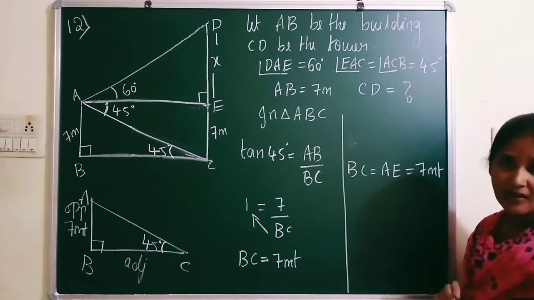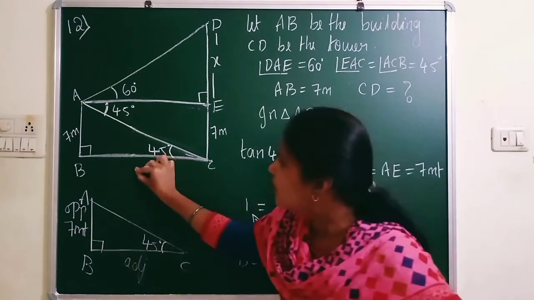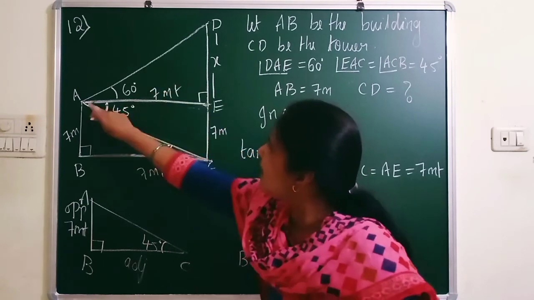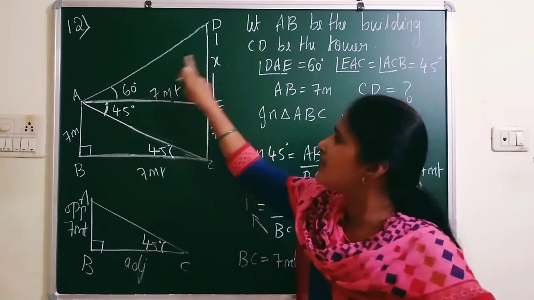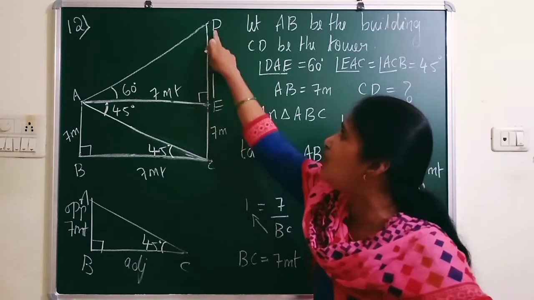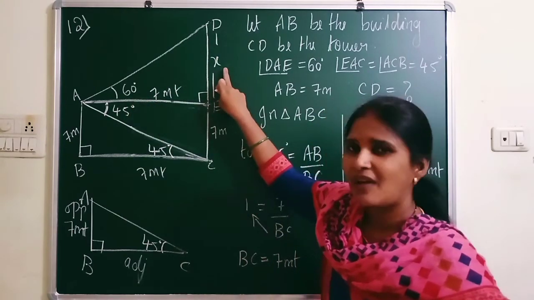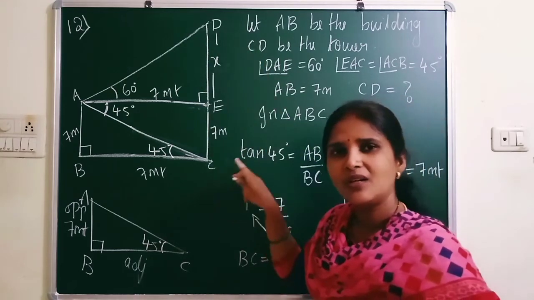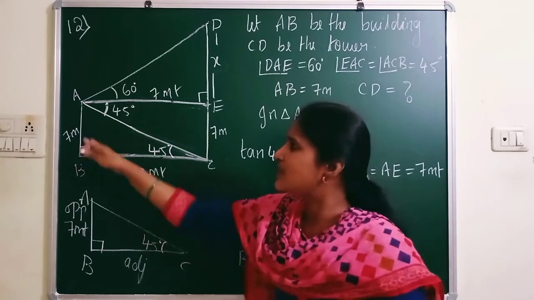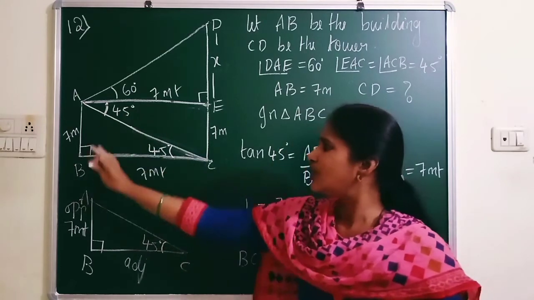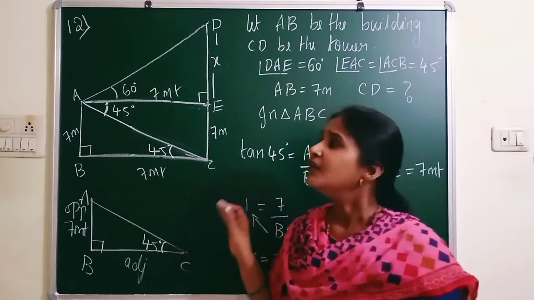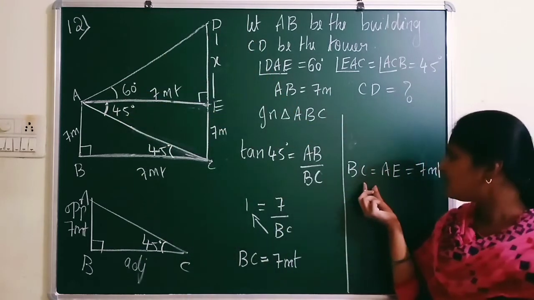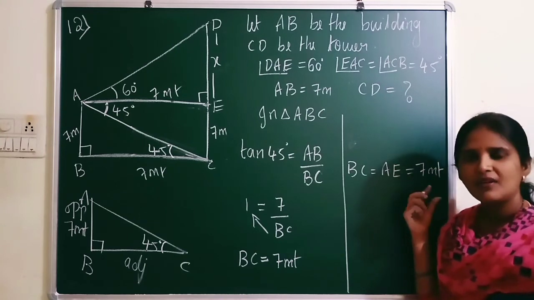But this is not our answer. I need to find this. I got 7 meter. So this also is 7 meter. Now with the help of 7 meter and X and 60 degree, I can find the value of X. Once I find the value of X, I can add with 7 so that I get the height of the tower. Now it became a square because all sides are equal. Don't bother about whether it is a square or a rectangle. We need to find now DE using another triangle. Now at present we got BC and AE both are 7 meter.